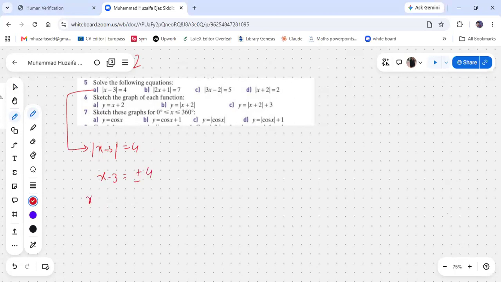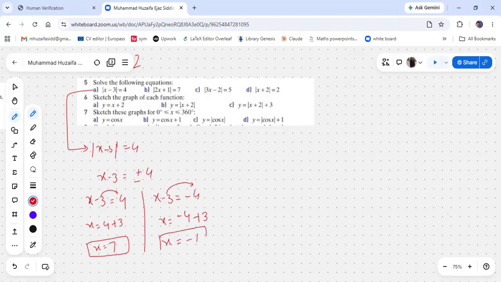So in our case, x - 3 = 4, and x - 3 = -4. And you know, we move terms to this side. So x = 7, and x = -1. Here, when we move this side, x = 7. And here, this is minus 4 and this is plus 3, so x = -1.